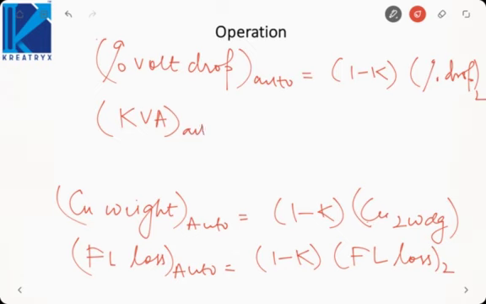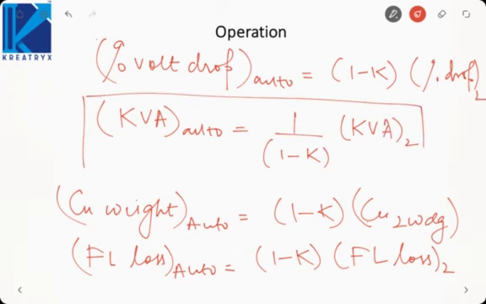This is the most important point of the auto transformer: the kVA rating is 1 upon 1 minus K times the kVA rating of the two winding transformer. This point is most important. And always remember, full load losses are scaled by 1 minus K times, but if a question or problem is asked on efficiency, and we cannot separate between core loss and copper loss, we will assume the losses as constant, because here we are only scaling the copper losses.